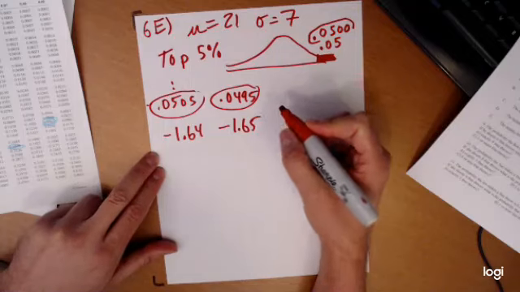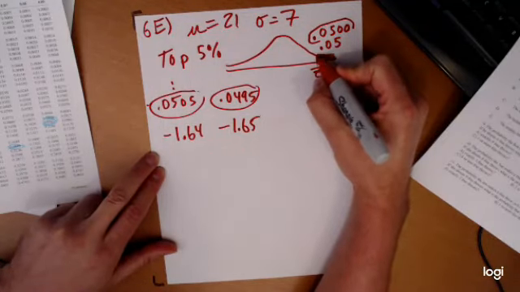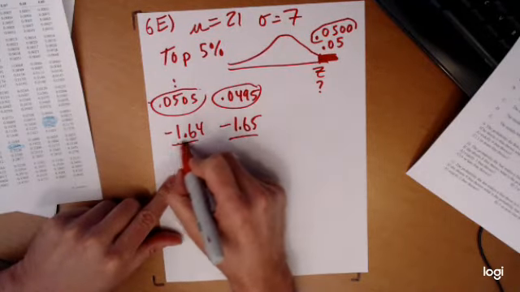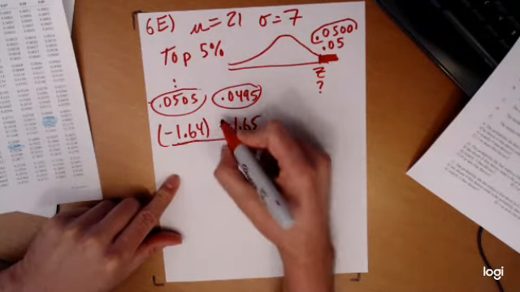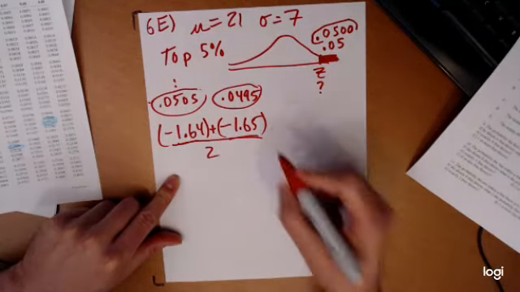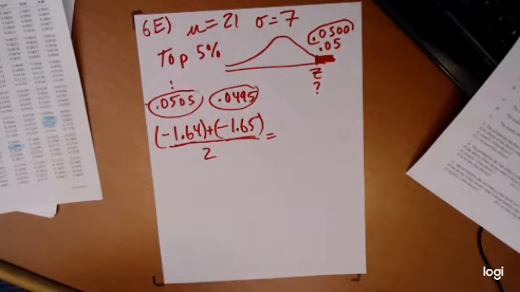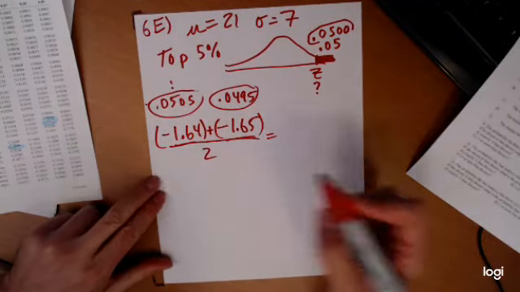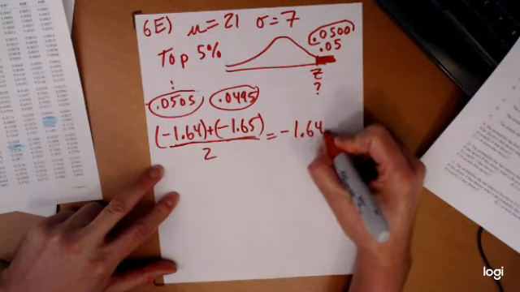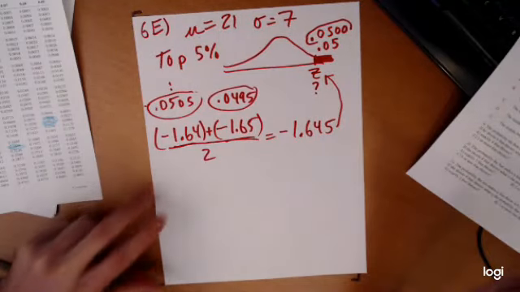Okay, so in order to figure out the Z that corresponds to the top 5%, it's just the average of this and that. So to take an average of two things, I'm just going to add those two numbers together and divide by 2. Throw it into your calculator, negative 1.64 plus negative 1.65, add them up, divide by 2, and I get negative 1.645. And that is my Z value.